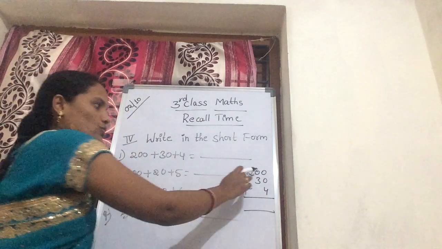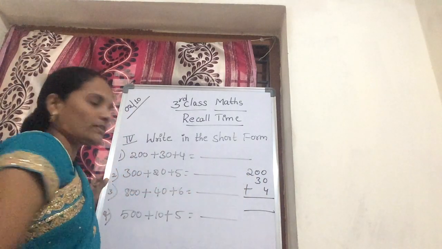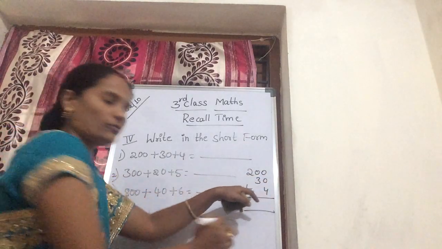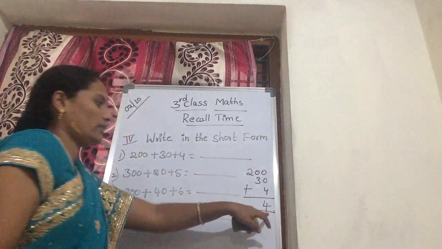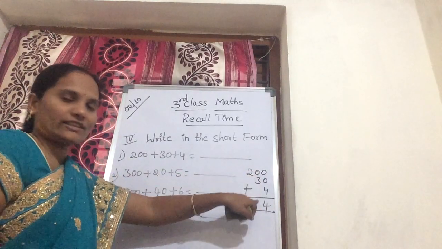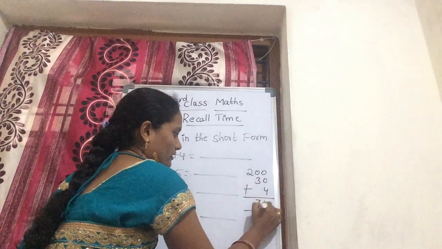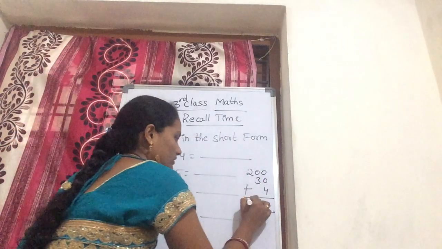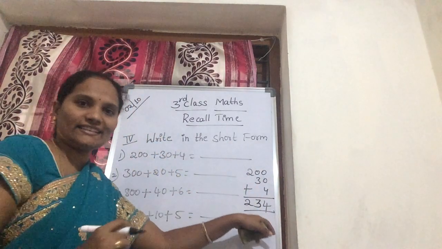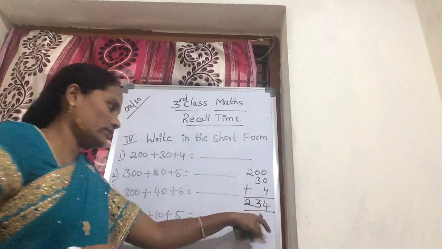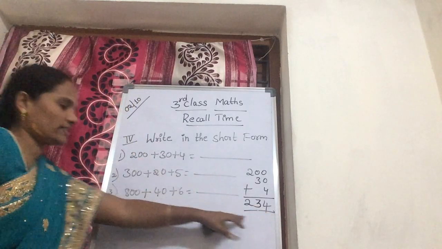Okay, children. Now 0 plus 0, 0. Again 0 plus 0, 0. 0 plus 4, 4. You put here 4 and write down here 4. Now next, 0 plus 3, 3. Keep here 3. Next one is what? 2. Now write down here 2. What do you get? 234. What is your number? 234. This is one method.